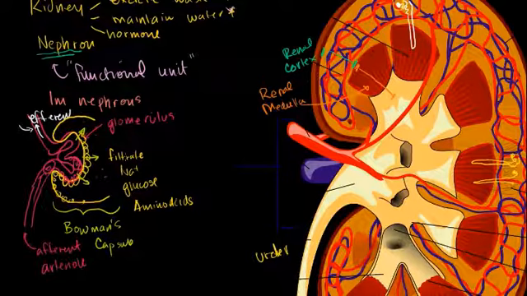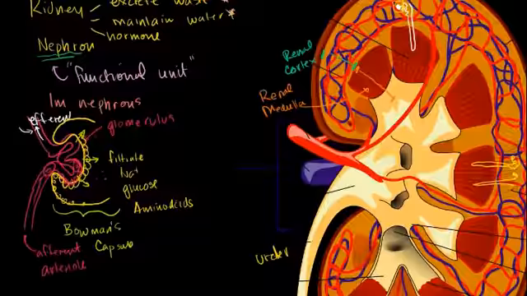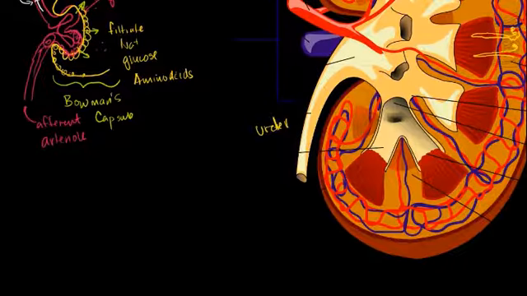Now what I want to do is zoom out a little bit, because I'm going to run out of space. So let me zoom out. So we had our arteriole go in, it gets all bunched in the glomerulus, and then most of the blood leaves, but a fifth of it gets essentially filtered into the Bowman's capsule. That's the Bowman's capsule right there. I've just zoomed out a little bit.